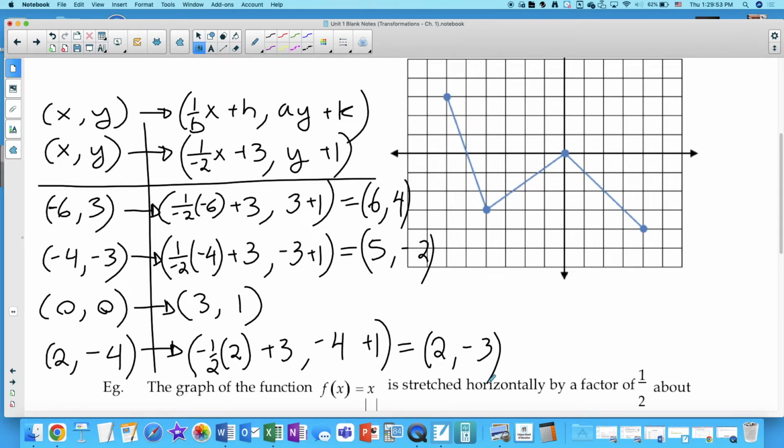Okay, so I am going to now sketch all these, or plot all these points, I suppose, and then connect them. So the first one is 6, 4. 2, 4, 6, 2, 4. Okay. The next one is 5, negative 2. 2, 4, 5, negative 2. 3, 1. And then 2, negative 3. Okay, and then there we go.